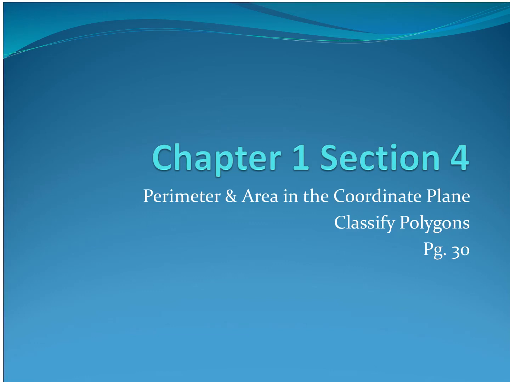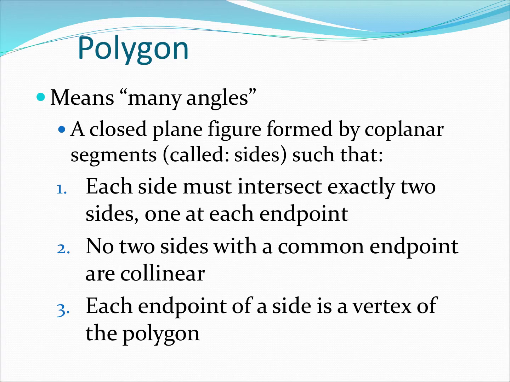So today we're going to cover section 4. We're going to talk about perimeter and area in the coordinate plane, as well as classifying polygons. So the first thing though we need to do is define what a polygon is.